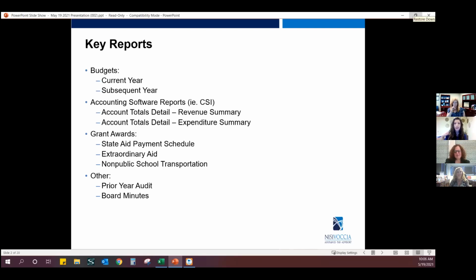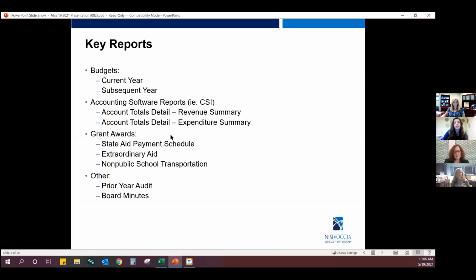What better way to start than to have a list of all the documents that you're going to need in order to do this projection. Starting off our list is the budget. You're going to want to gather your current year budget, which for today's purpose is going to be your fiscal year 21 budget, and also your subsequent year budget, which is going to be your fiscal year 22. You're also going to need some accounting software documents, and for today's purpose, we're going to be focusing on CSI documents because that's the software package that Millburn utilizes. Cheryl was able to run us an account totals detail revenue report and an expenditure report, which we're going to look at shortly.